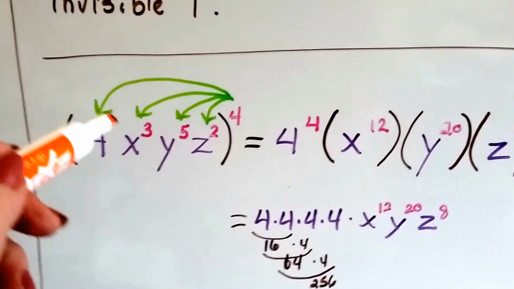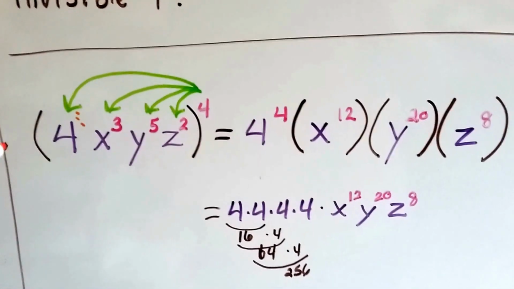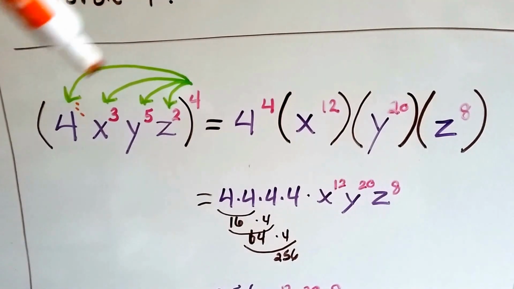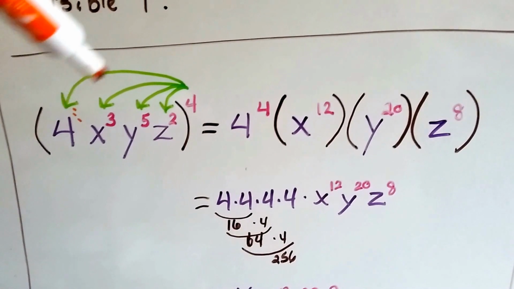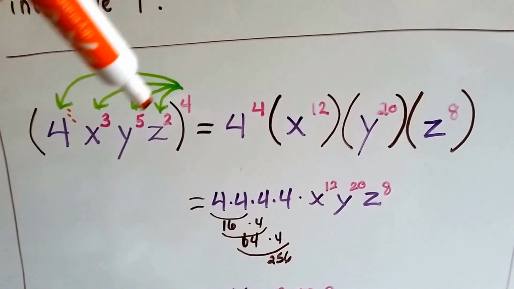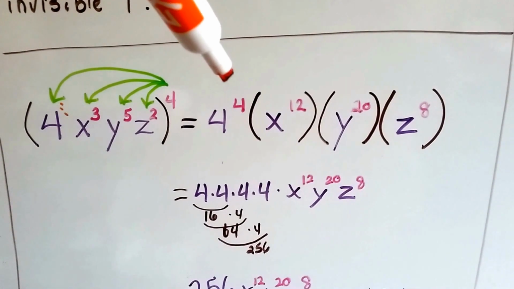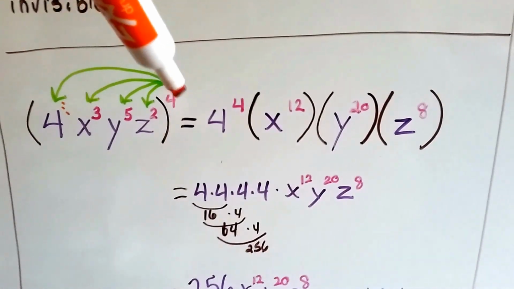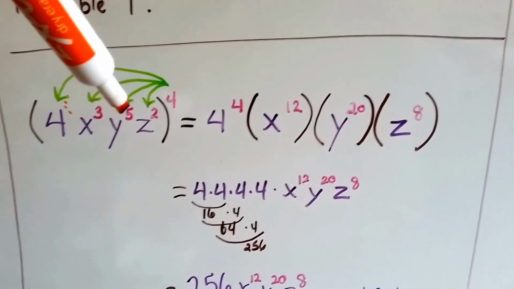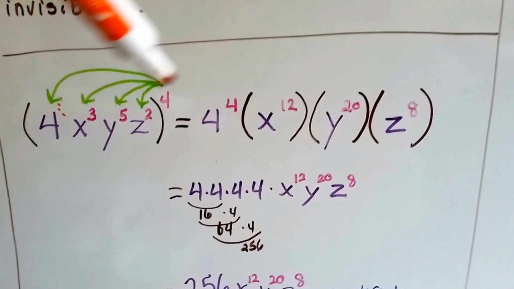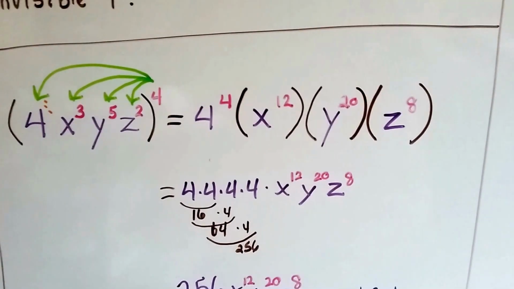Here it happens again. This 4 is going to have a little imaginary invisible 1 here, see? So this would be 4, as the exponent is going to go to this 4, to this x to the third power, to this y to the 5th power, and to this z to the 2nd power. So we'd get 4 to the 4th power, x to the, 4 times 3 is 12, 12th power, y to the 5th power would be 20, wouldn't it? 4 times 5 is 20, and z to the 2nd power would be z to the 8th power, see?